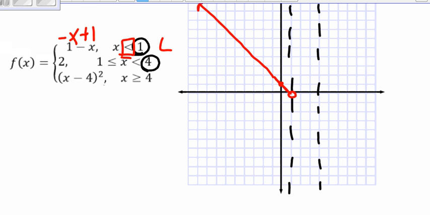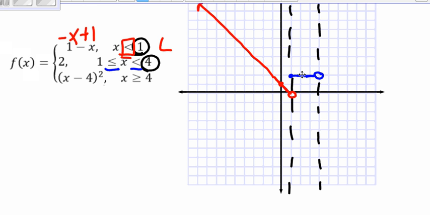The next piece is a straight line at 2. It's going to be including 1, okay, and then not including 4. So I'm going to go up 2 and put a point and then a hole on 4, and then I'm going to connect my pieces there. Okay? And then the last one, it's a parabola, right?